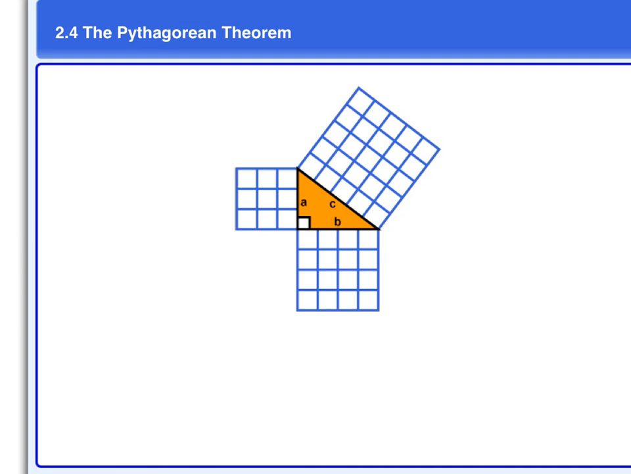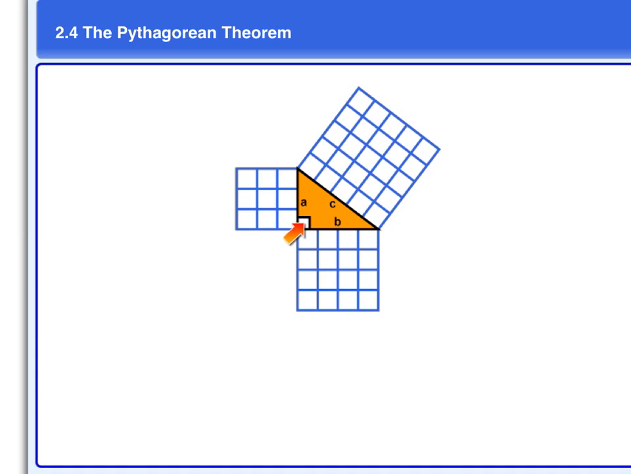Today we're going to talk about the Pythagorean Theorem. You've definitely seen this before, so let's just remind ourselves about it. The first thing we need to remember is that the Pythagorean Theorem is used to find unknown sides in a right angle triangle such as this one.